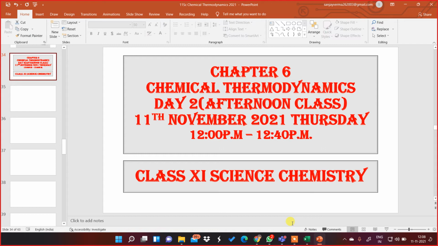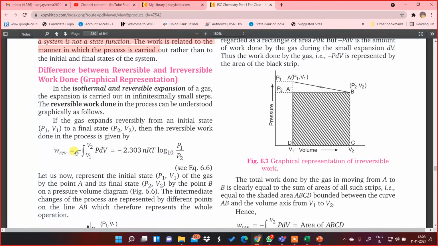The work done in an isothermal reversible process is greater than the work done in an isothermal irreversible process. That is what I am supposed to explain to you in this class just now. Now, we already know the formula for work done in a reversible process. It is minus 2.303 nRT log to the base 10 P1 by P2.